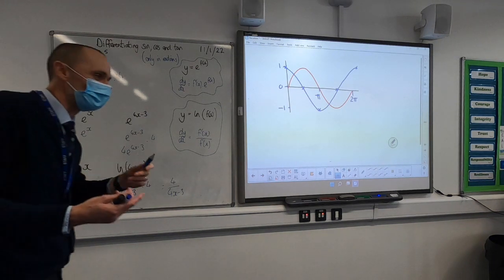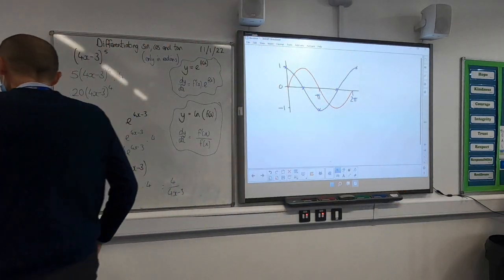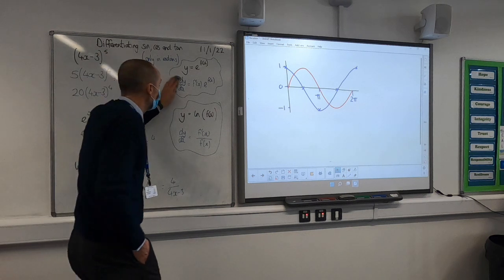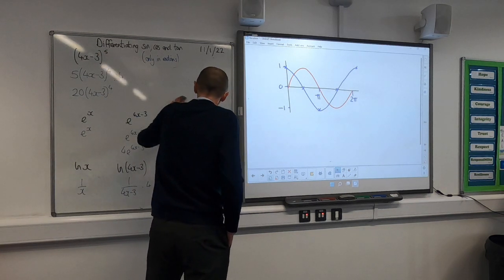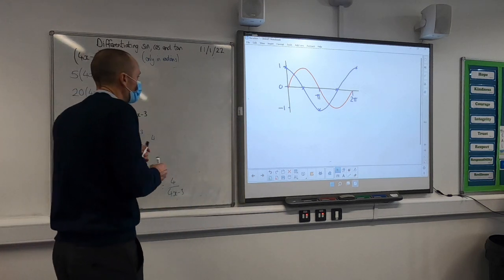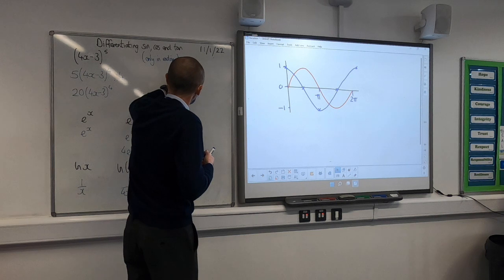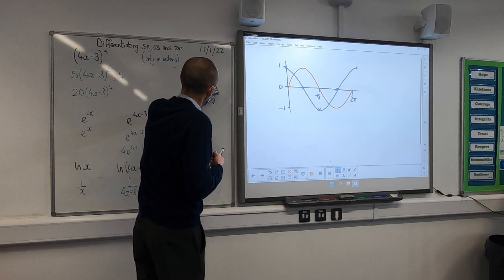And this is a really lovely result: when you're working in radians, if you differentiate sine, you get cos. So the gradient of the sine curve is the cos curve. So when I differentiate sine, I get cos.